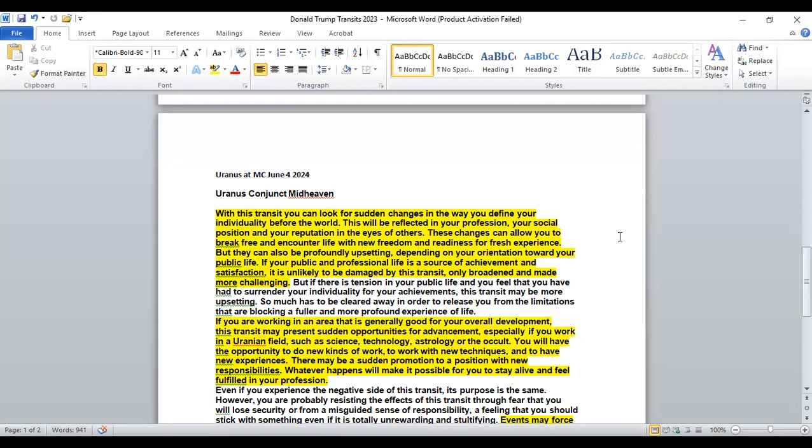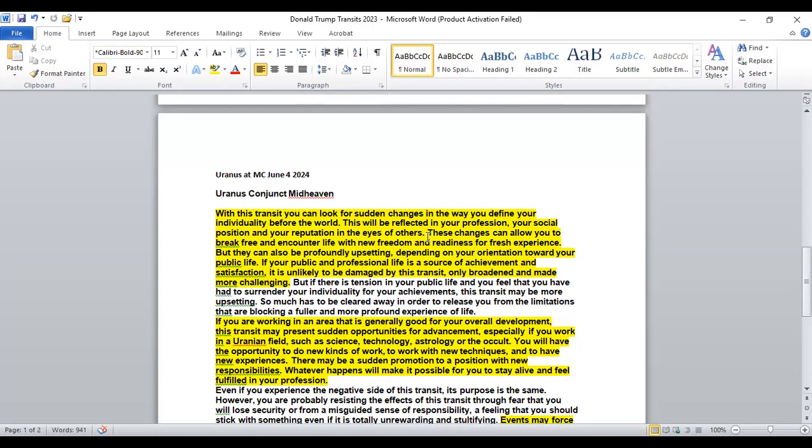And you can see this. This will be reflected in your profession, your social position, and your reputation in the eyes of others. He's gaining a lot of speed. In the polls, it's amazing how high in the polls he is.